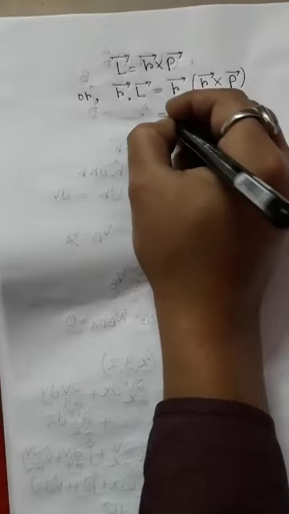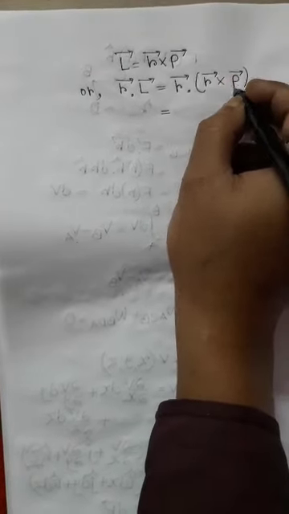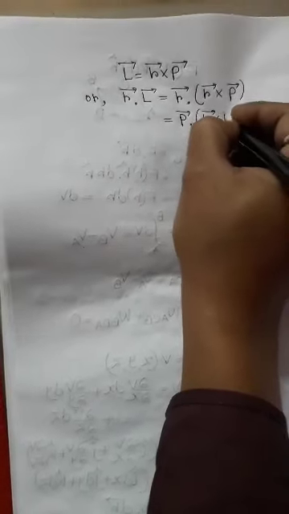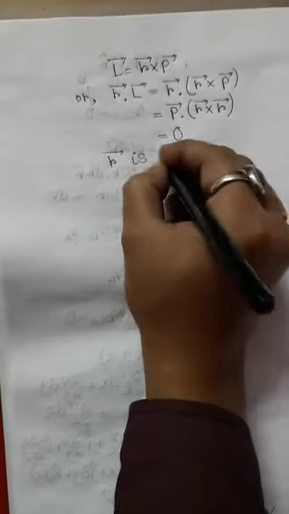Now from vector identity we know that a dot b cross c equal to b dot c cross a equal to c dot a cross b. So if we write it c dot a cross b, that is p dot r cross r, then we can write this. So this term becomes 0. So we can easily say that r is perpendicular to L. So we prove that r is perpendicular to L. It is clear that the motion is confined within a plane. Okay, since r is perpendicular to L, it is clear that this motion is confined in a plane.